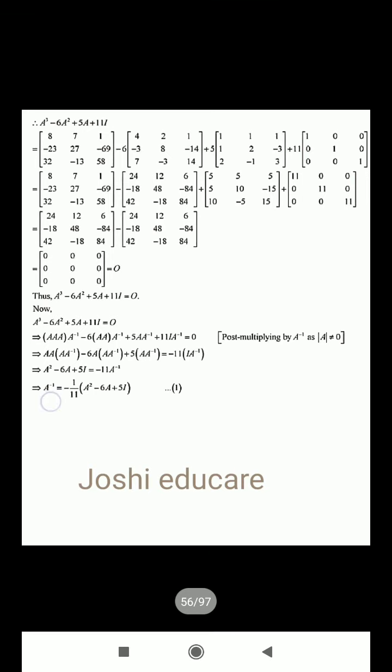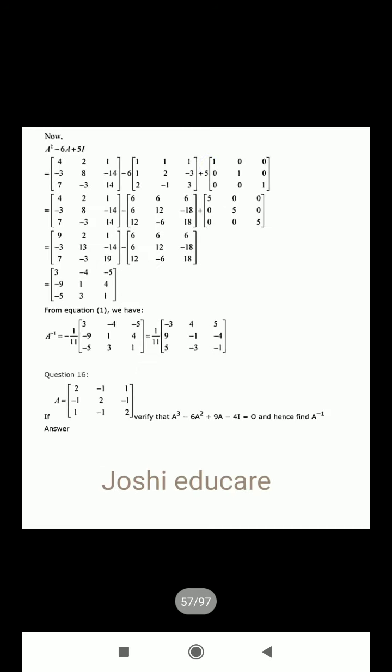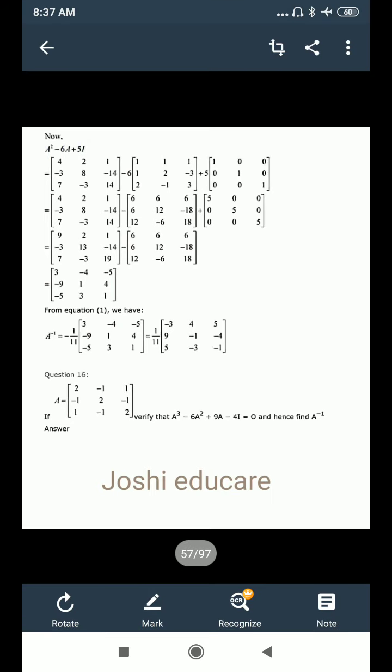So A inverse will be equal to minus 1 by 11 (A square minus 6A plus 5I). Now guys, you have to calculate A square minus 6A plus 5I. You already have the value of A square, the value of A, and the value of I. So you calculate A square minus 6A plus 5I.